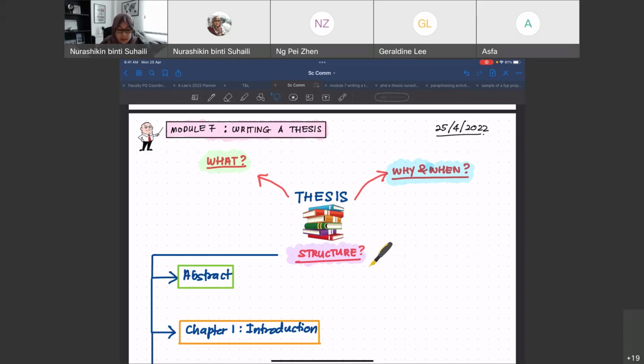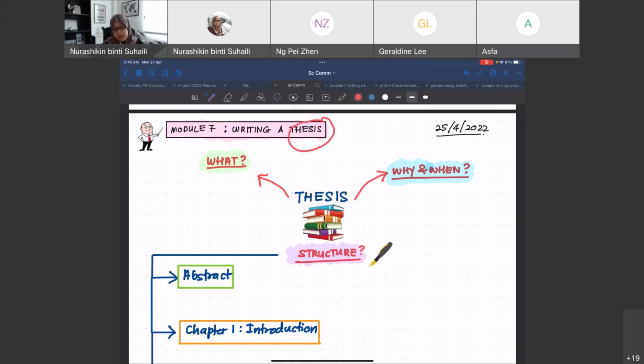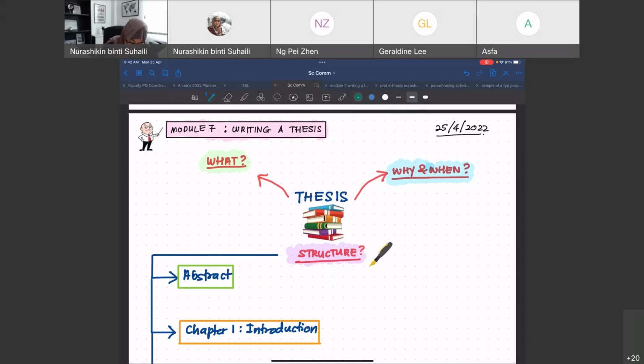All right, what is a thesis? So the main topic here is thesis. Before this, it was proposal. And this topic is about thesis. It's writing. We are still writing, but we are focusing on thesis. So what is a thesis? Obviously, it's a document, same like a proposal, it's a document, but the content is different, okay? So, by right, we should know it's a document.